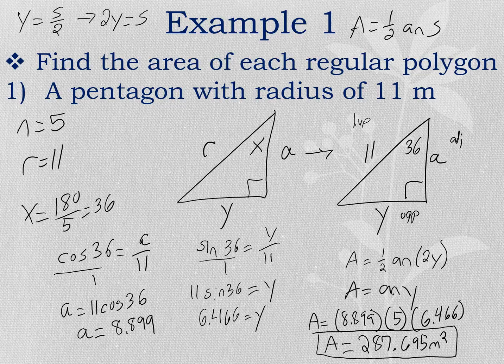So again, just a little recap. We are given the n and r values. We need to plug that in to still solve for x. We always have to solve for x for every single area problem. And then we need to solve for the apothem and the y value. Where apothem, since it's the adjacent, we use cosine. The y value, since it's opposite, we use the sine. And I can rewrite my area equation, 1/2 a n s, as just a n y, Annie. And then we just plug in the a value, n, and y to get my answer.